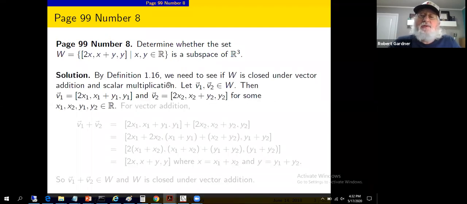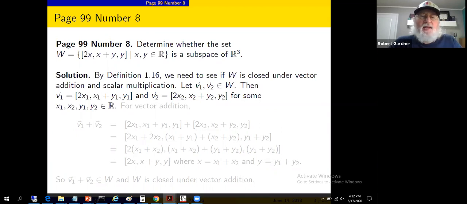The definition we just saw says we need to check for closure under vector addition and scalar multiplication. So take two vectors, let's call them v1 and v2, in this set. Do you know what they look like? The first one is (2x1, x1 plus y1, y1), for some x value, x sub 1, and some y value, y sub 1. There's an x1 and a y1 that determine this vector v1, because that's the kind of stuff that's in set W. The second vector, similarly, has some x and y, which we denote x sub 2 and y sub 2. That's why the choice of subscripts. And that second vector is of this form.